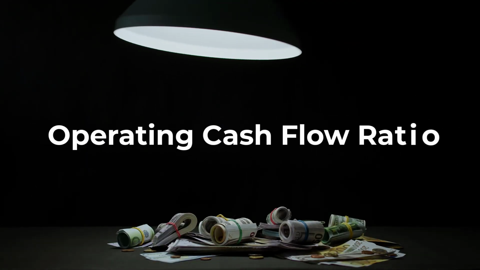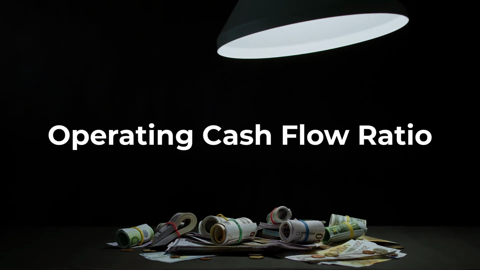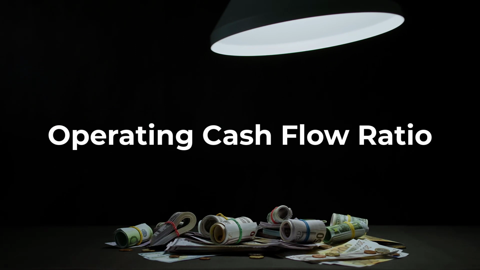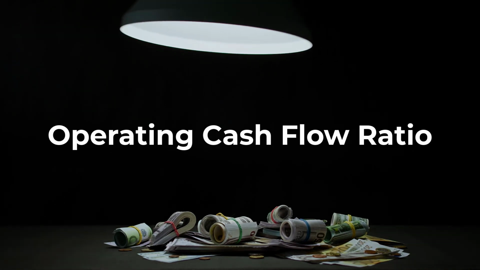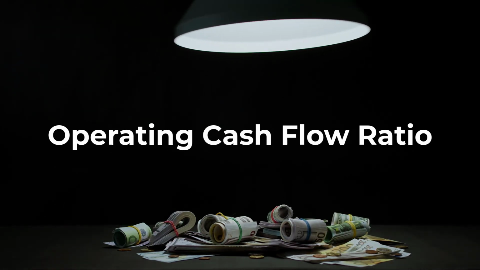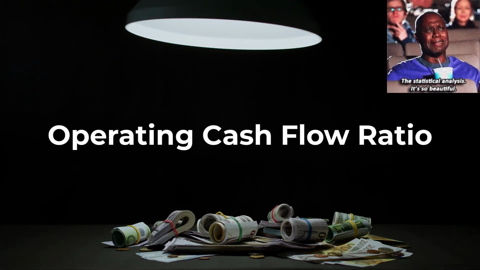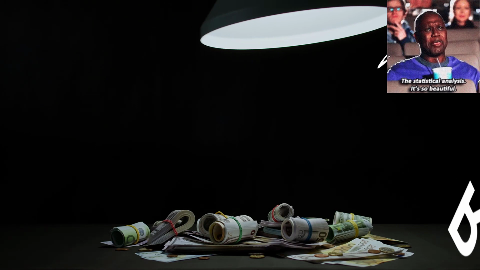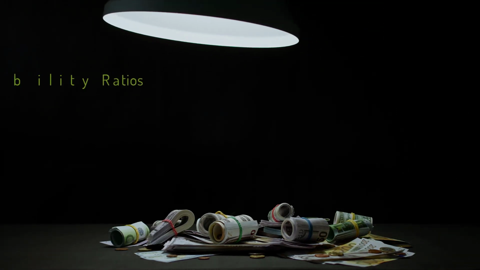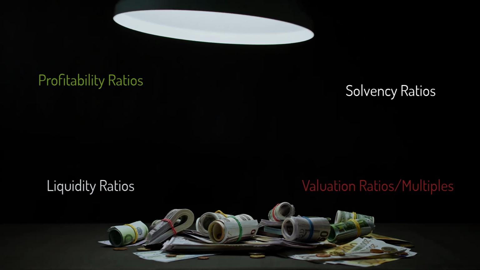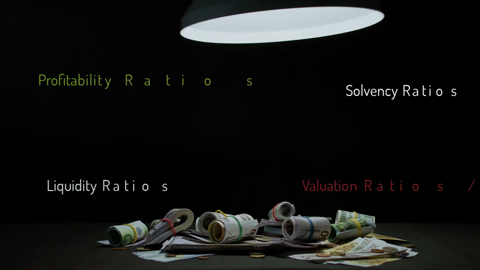Today, we're going to be talking about the operating cash flow ratio. Financial ratios can be invaluable to investors making decisions about companies that they might want to invest in. A variety of ratios are used by individual investors, institutional investors, and professional analysts. Usually, financial ratios are organized into 4 categories. They are profitability ratios, liquidity ratios, solvency ratios, and valuation ratios or multiples.